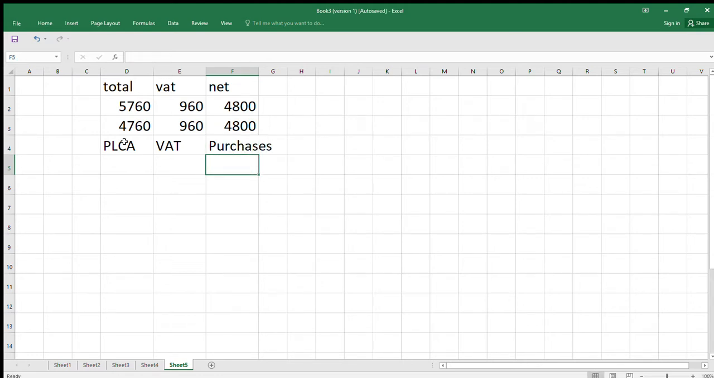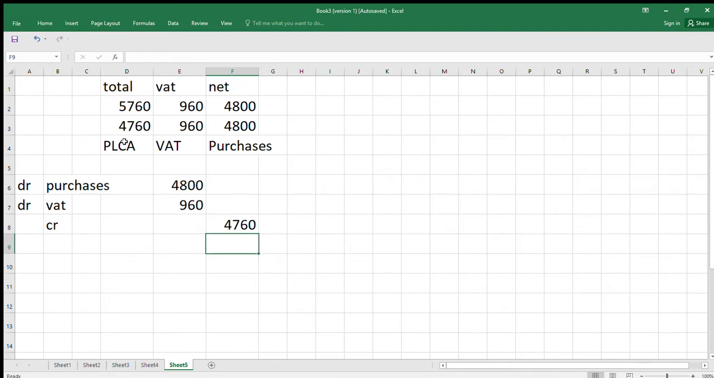Okay, so they posted debit purchases. Actually, let's put these separate over here. Debit, and then we go on purchases, we put in 4800 there. And we go on debit VAT 960. And we go on credit. What's actually been posted is 4760.